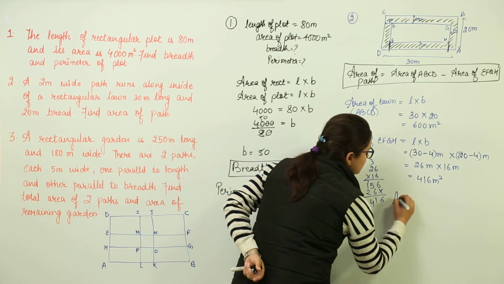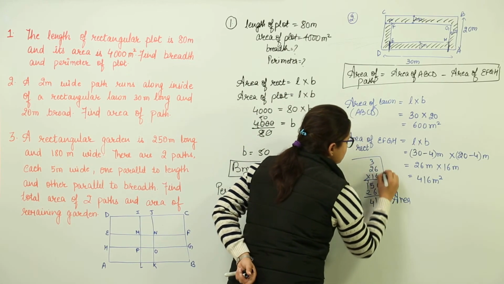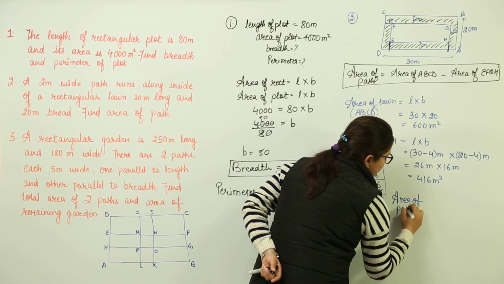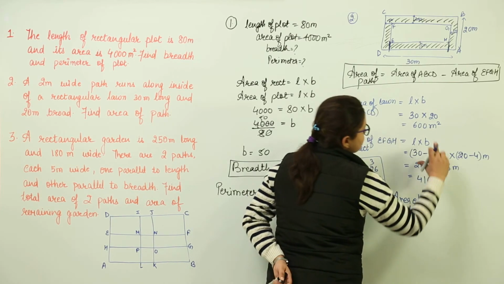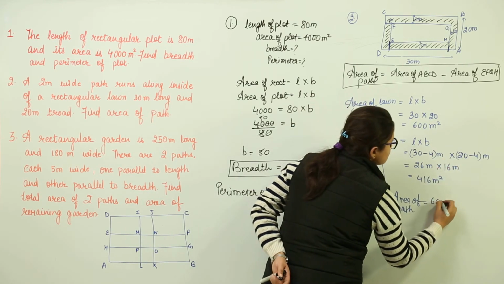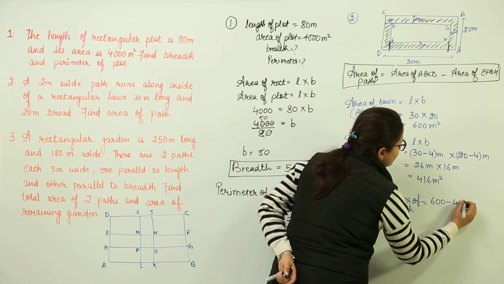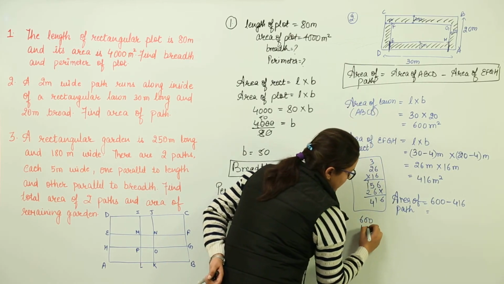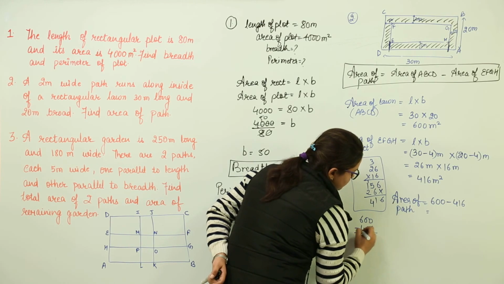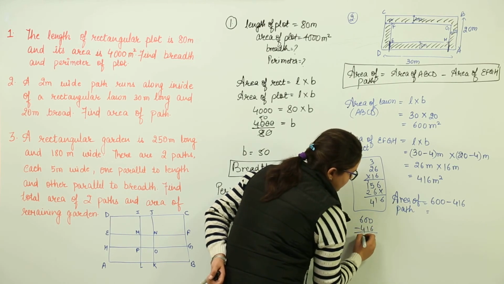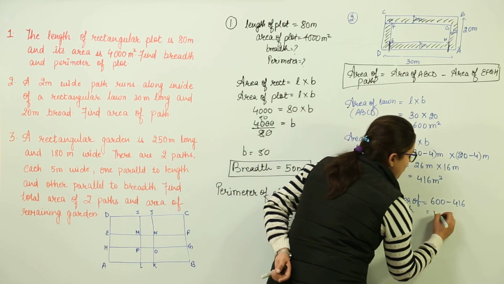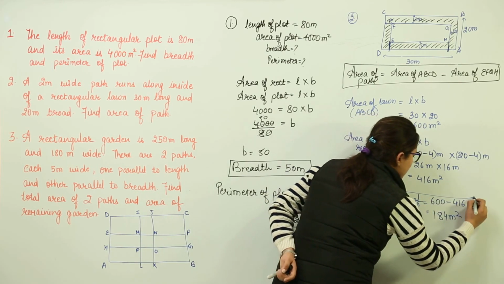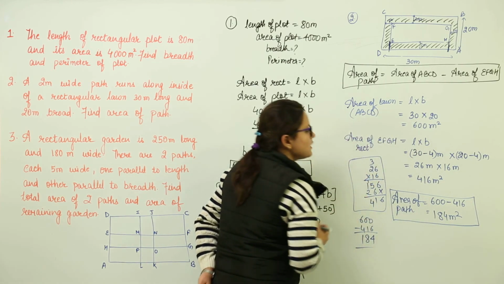So we'll write over here the area. Let us make it rough. Now the area of path would be equal to the subtraction of both, that is 600 minus 416, giving us, let us do it here, 600 minus 416, here you get 4, 9 minus 1, 8, 5 minus 4, 1. So you get 184 meters square as the area of path that was required to be calculated.